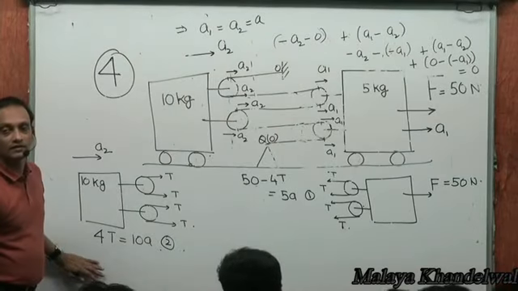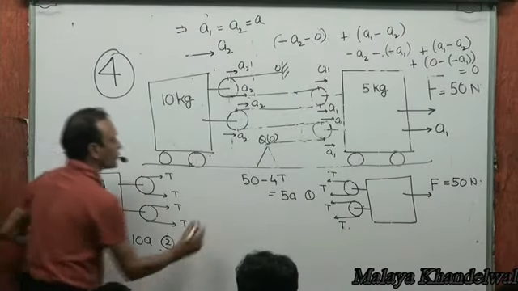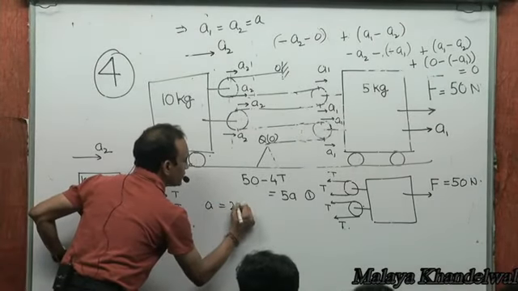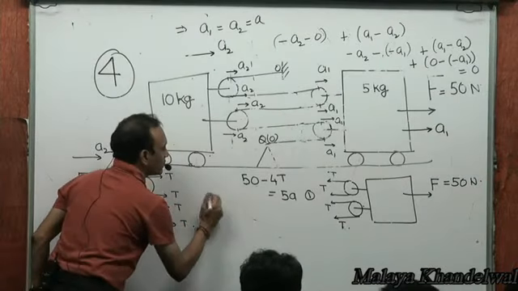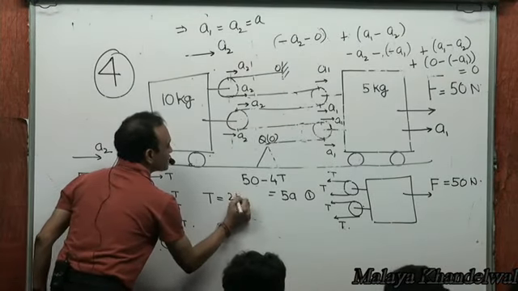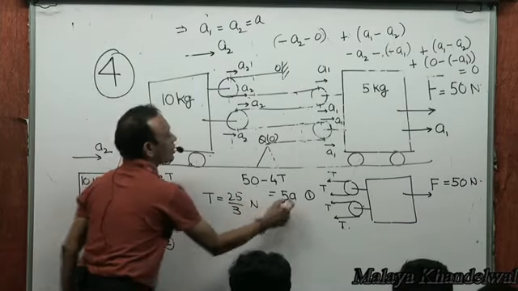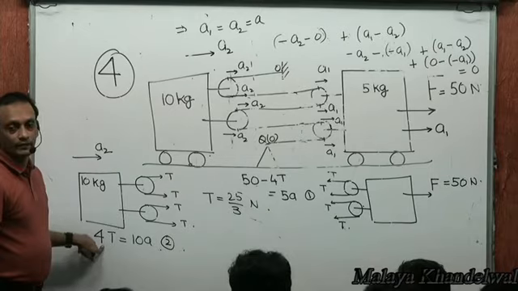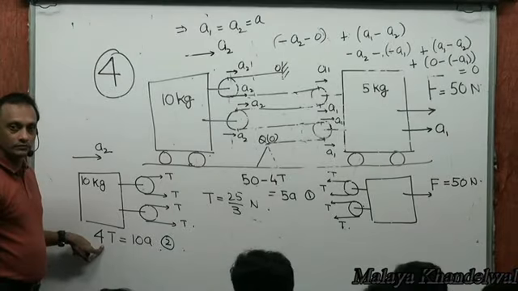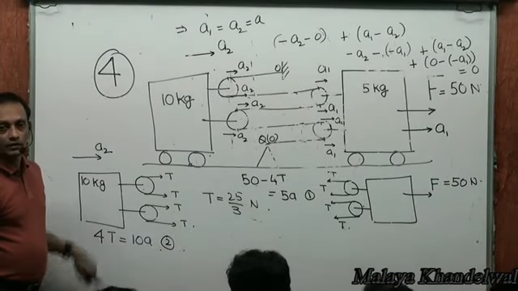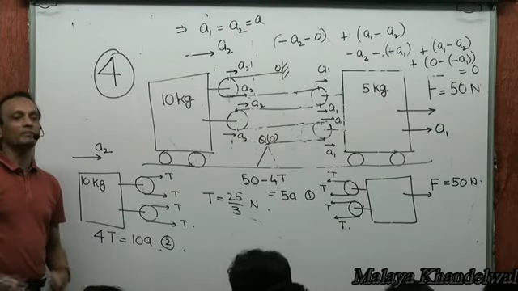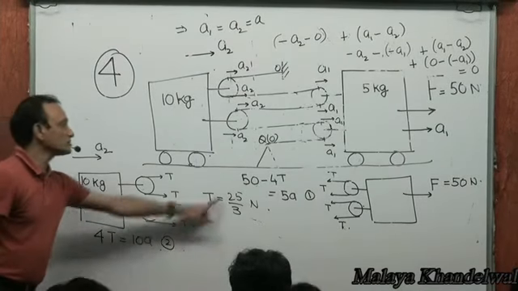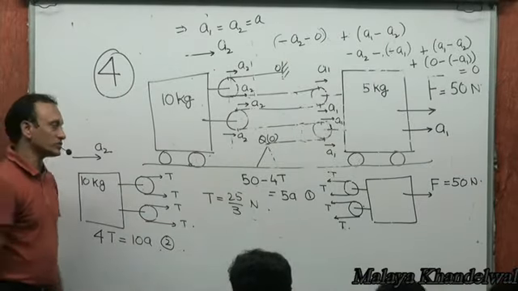How much is T? 25 by 3? Okay, so T is 25 by 3. You can solve for A. Right? So how much is it? Oh, we had to find T only. Okay. So T is 25 by 3 newtons, solving these two equations. 8.33.